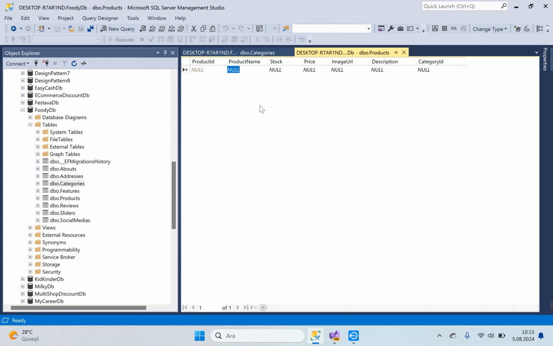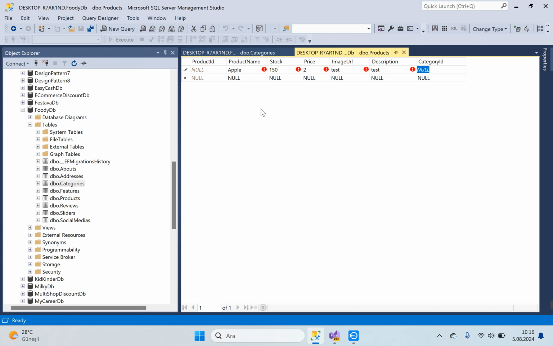First, the product name is Apple. The number of stocks is 150. The price is €2. Image URL, the image value may remain empty for now. We can only write test in the description. You can also write test in the description. We will add pictures here in image URL and we will add the description in the next lessons.